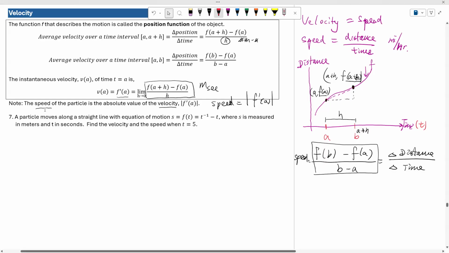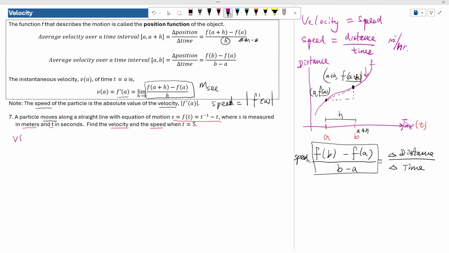Here a particle moves along a straight line with the equation of motion s equal to f of t equal to t to the negative 1 power minus t, where s is measured in meters and t is in seconds. Then I would like to find the velocity and the speed when t equal to 5. Okay. Then let's see how we work out the problem.